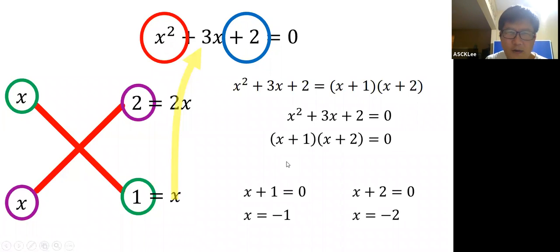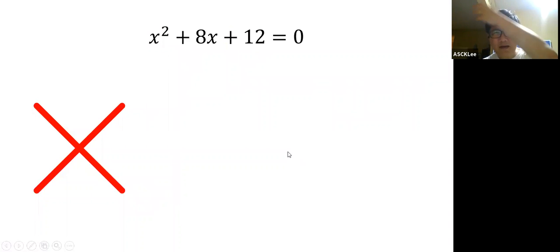Now let's go on to a second equation. Here you have x squared plus 8x plus 12.